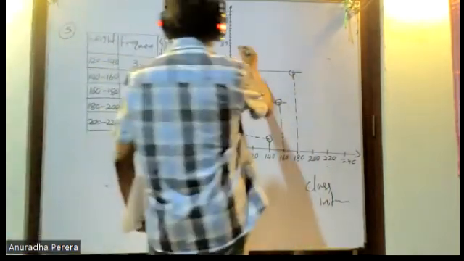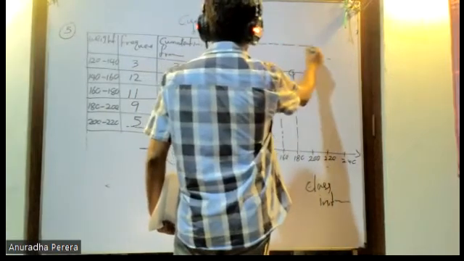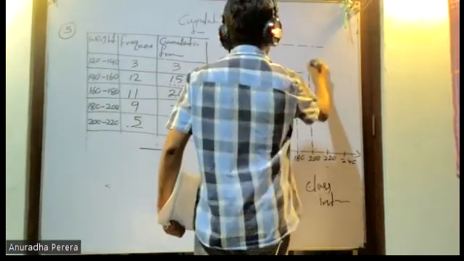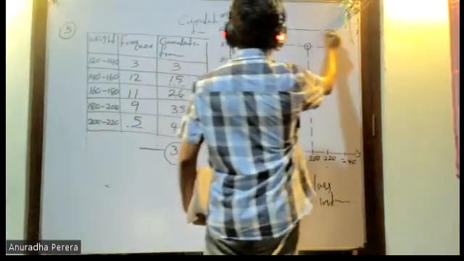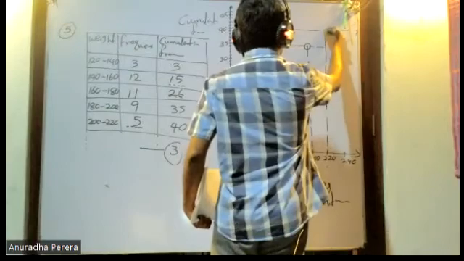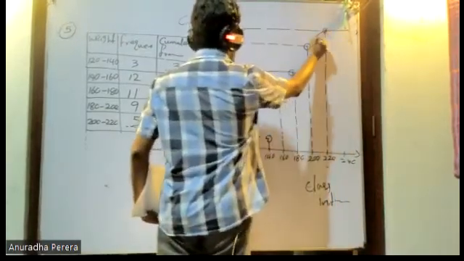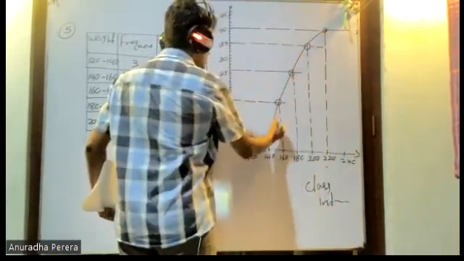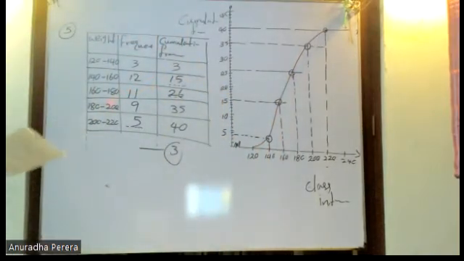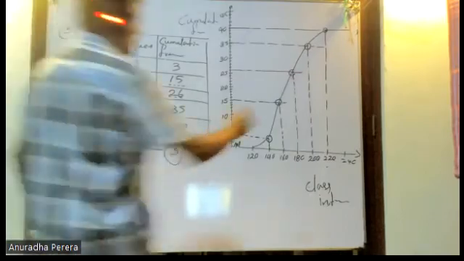235. 220, 40. Right, now we can draw this cumulative frequency curve. This is the cumulative frequency curve. To draw this cumulative frequency curve, 3 marks.